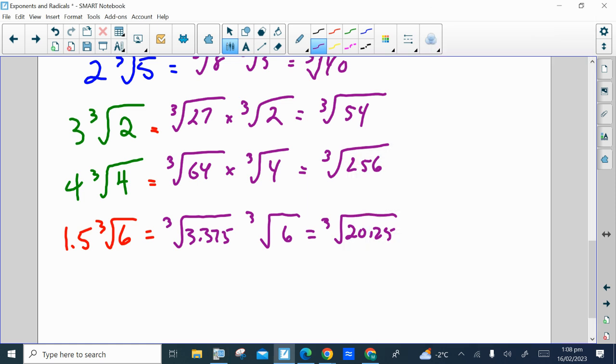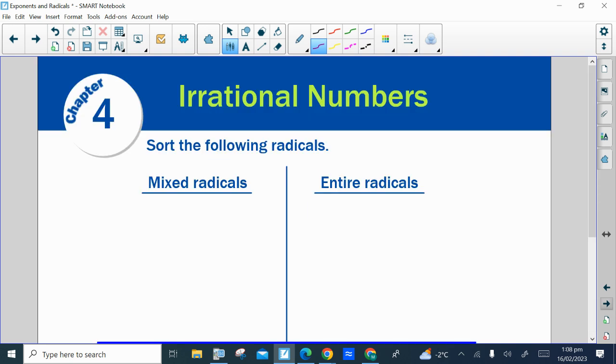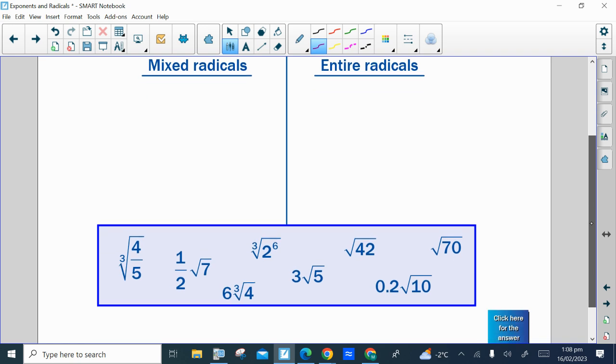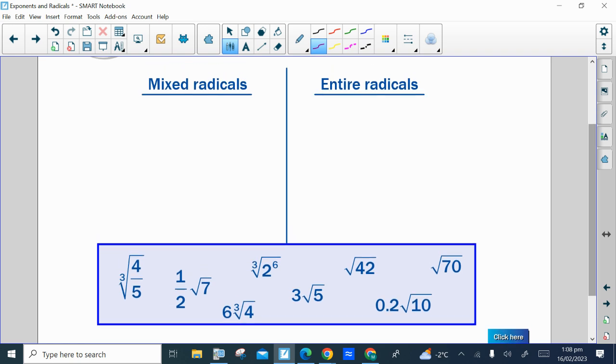Okay? So you need to know the difference between mixed radicals and entire radicals. You're going to be tested on this. And you need to know how to go from a mixed radical to an entire radical. So again, how do you know? Well, a mixed radical, it's a mixture. It has a number in front, a rational number, as well as an irrational.